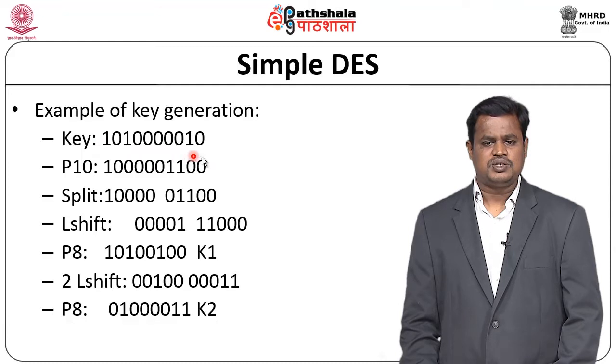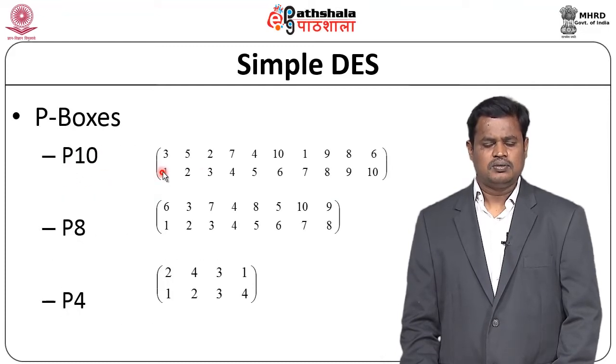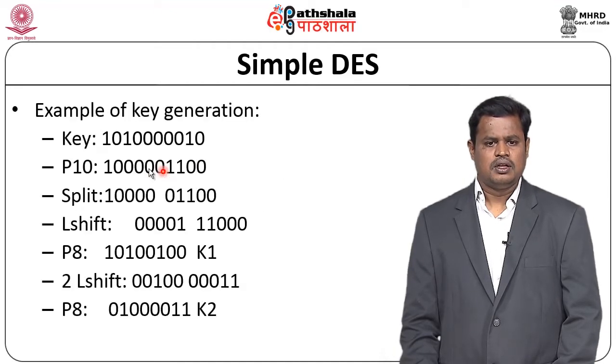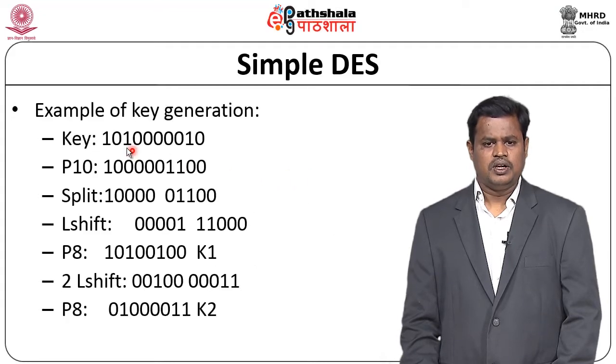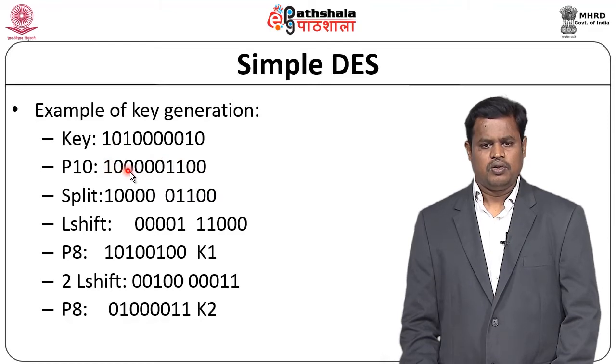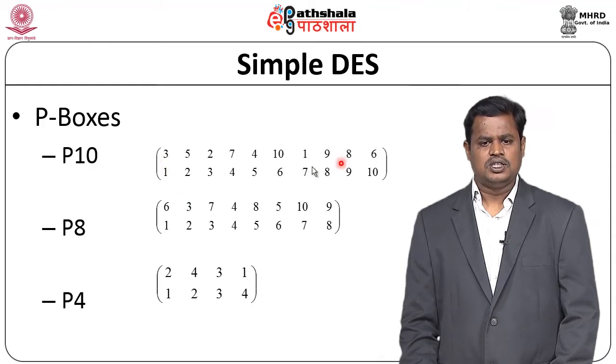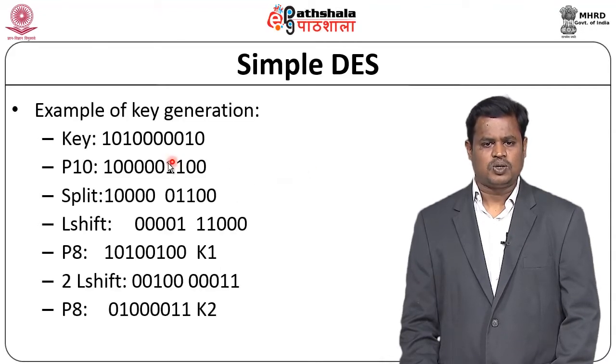If I am assuming that this is the key, then the permutation P10 is taken here. Suppose I want to say the 1st bit of the key, which is equal to 1, goes to position 7. So here 1 is moving to the 7th bit: 1, 2, 3, 4, 5, 6, 7. Like that I will be mapping this 1 with respect to 7, 3 with respect to 1. Like that I will be swapping.